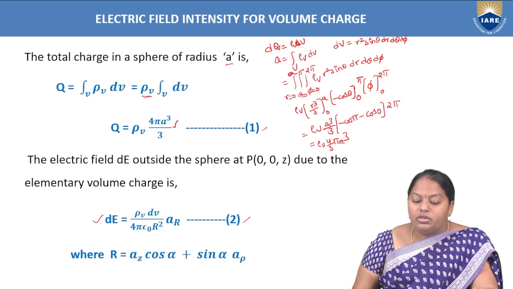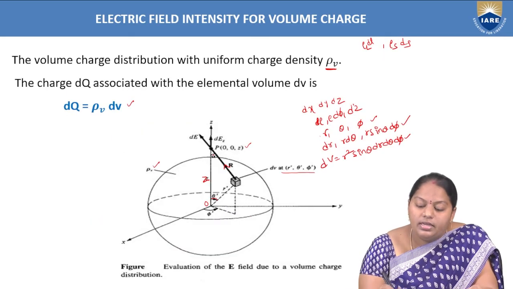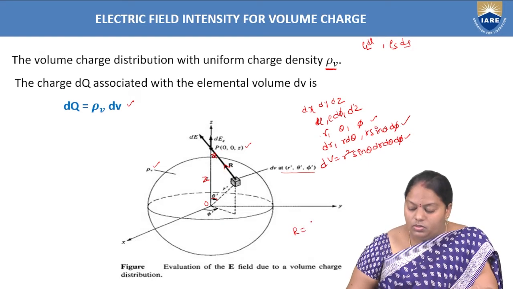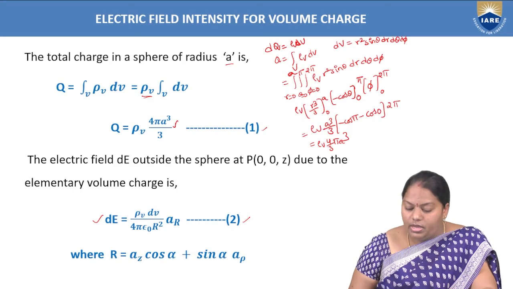See how this equation is written. Previously this is the figure, and here alpha is to be measured. Then from that we have written this r equal to. So what is that equation we have here? Az cos alpha plus sin alpha aero.